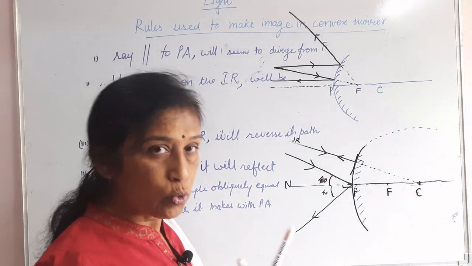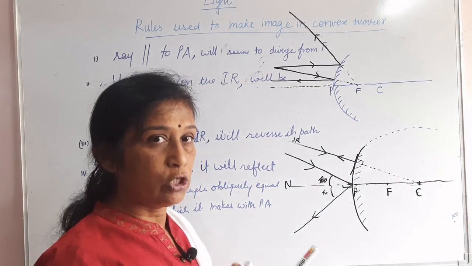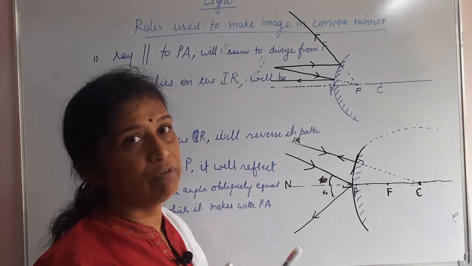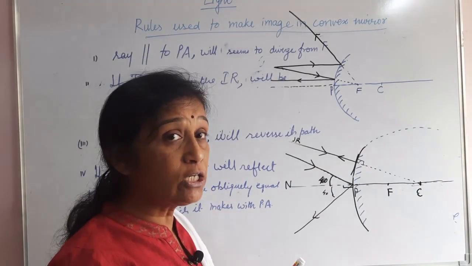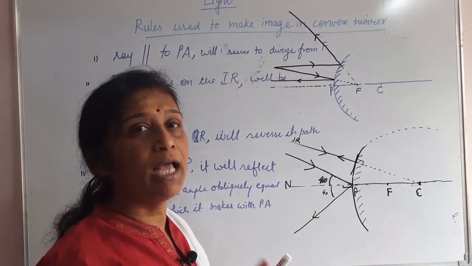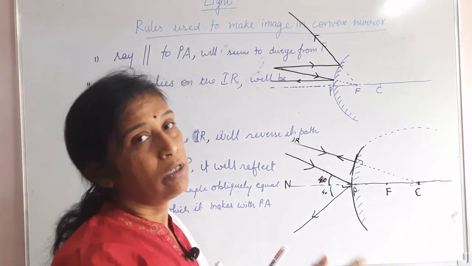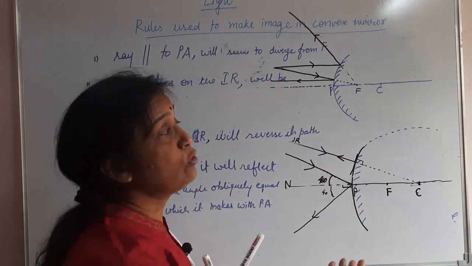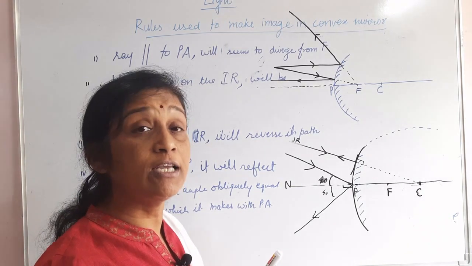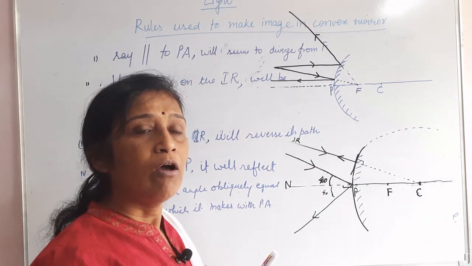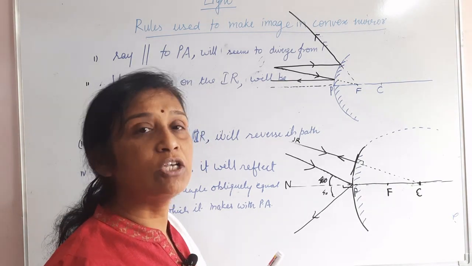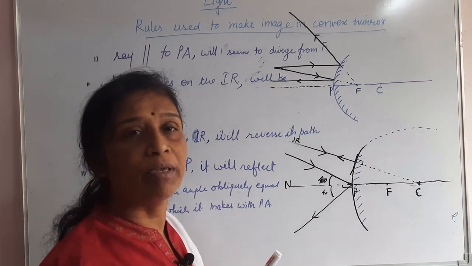So I have shown you the rules that we can use to form images in both concave as well as convex mirror. Using any 2 of these 4 rules, you can easily obtain an image of an object in a spherical mirror, that is both concave as well as convex. And then after obtaining an image, you have to write what is the nature of image, what is the position of image, what is the size of the image.